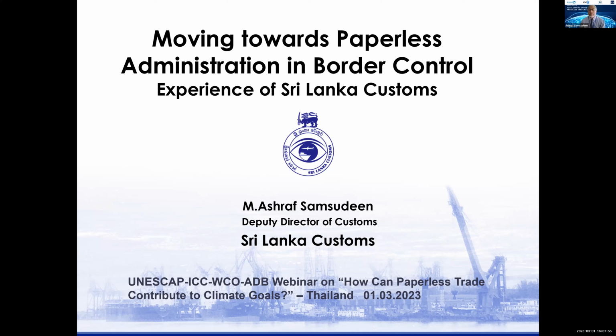As you all know, all the customs administrations all over the world are totally focusing on their revenue, and environmental matters are not that much prioritized in their vision and mission statement. However, in Sri Lanka Customs, we have a mission where we include social and environmental protection and facilitating legitimate trade. It is in our vision statement. As per that, we have established a directorate called the Consumer Environmental Protection Directorate in the Customs Department, specially dedicated to environmental protection matters.